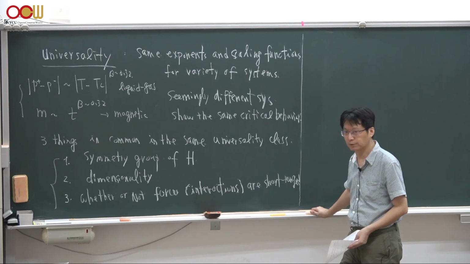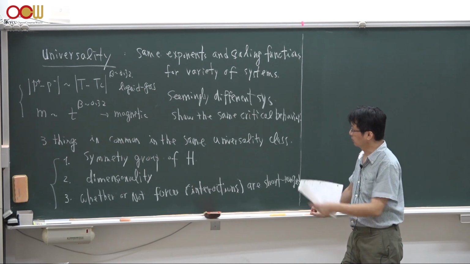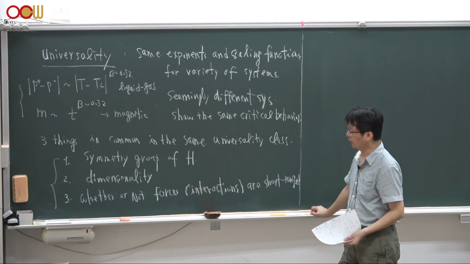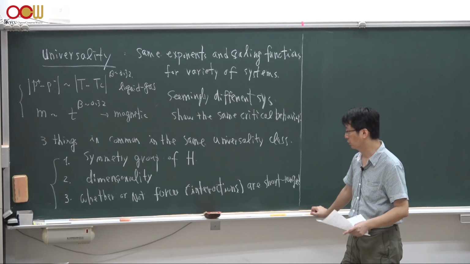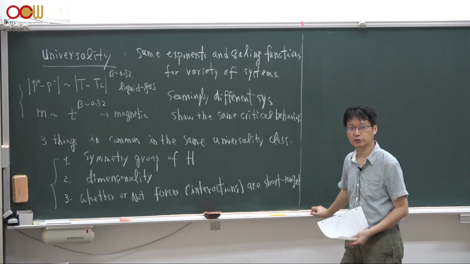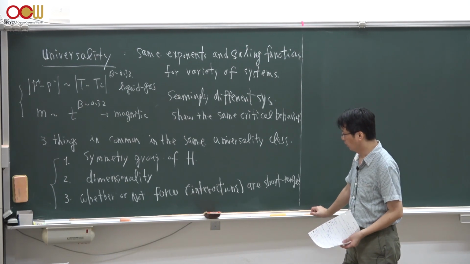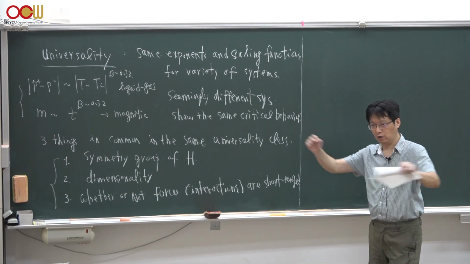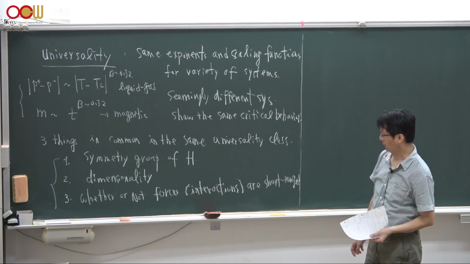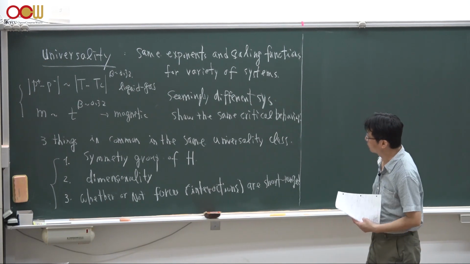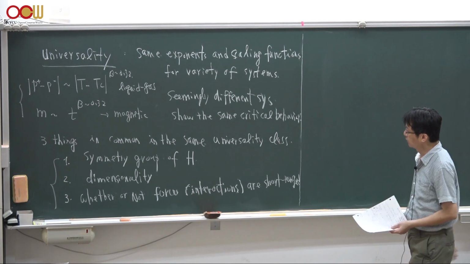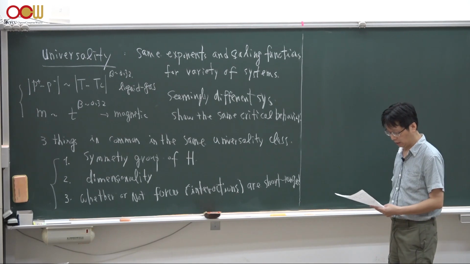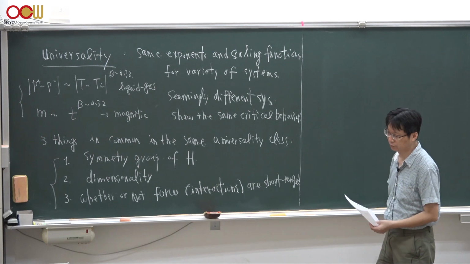First, the symmetry group of the Hamiltonian should be the same for different systems belonging to the same universality class. Second, the dimensionality, say a one-dimensional, two-dimensional, or three-dimensional system. And number three, whether these interactions or forces are short-ranged or long-range interactions. So that matters, and we will come back to this later. But this is just a more concrete definition of a universality class and its important ingredients.